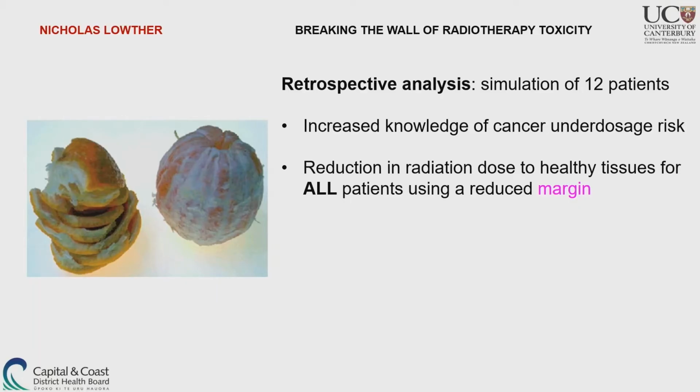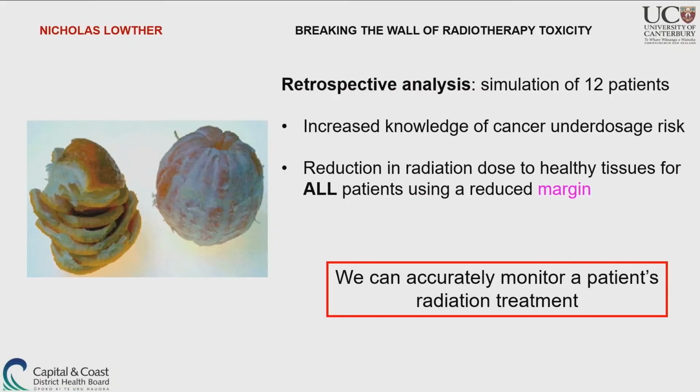In a retrospective analysis where we simulated 12 patients receiving different size margins, we were able to really increase our knowledge of factors which may put a patient at risk of cancer underdosage. We also found a reduction in radiation dose to healthy tissues for all patients when we use this reduced margin. But most importantly, we're able to accurately monitor a patient's radiation during treatment.